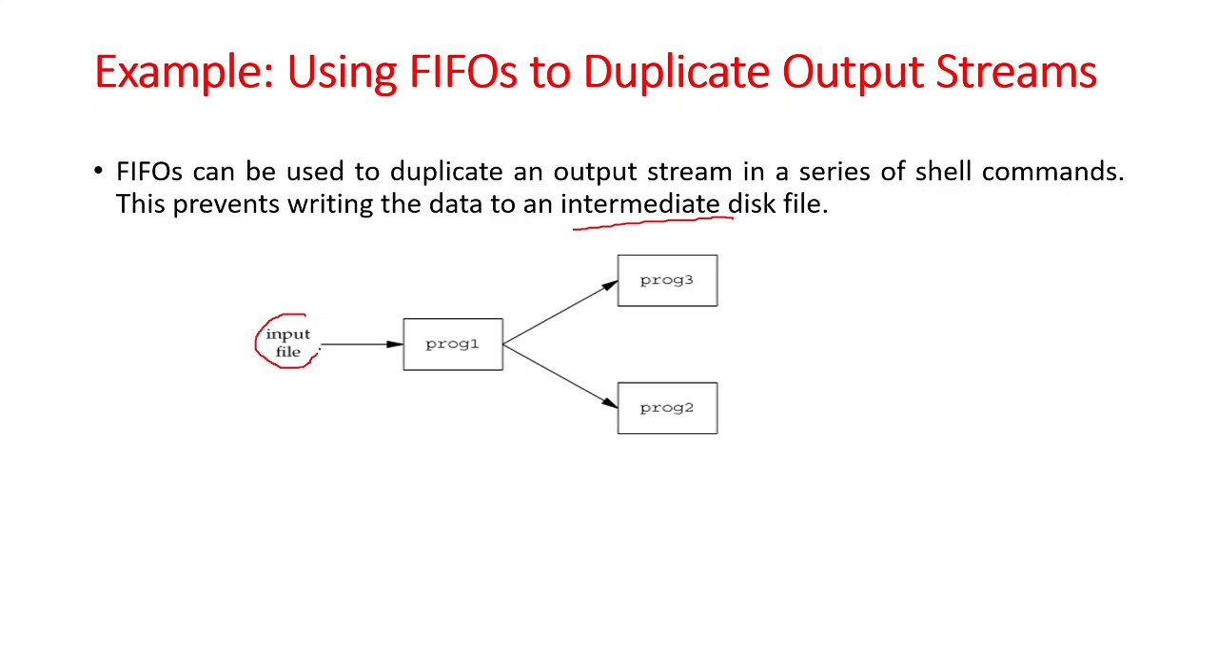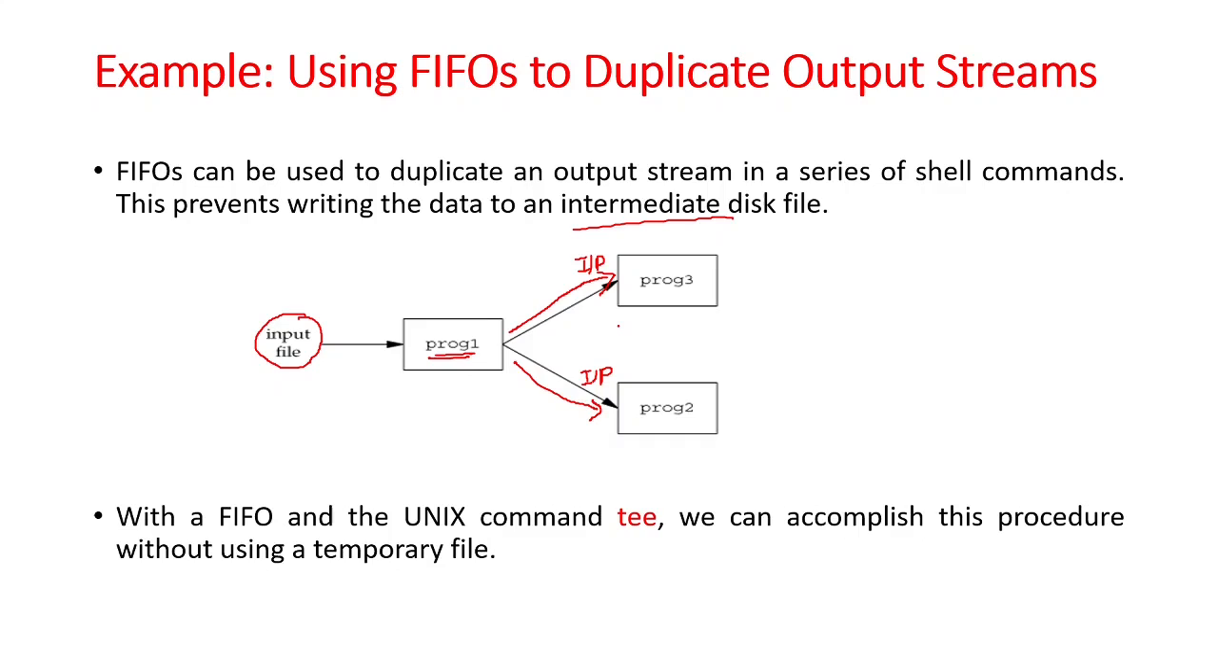The input file is given as an input to program 1, and program 1 does some processing on the input and gives its output as an input to two different programs, program 3 as well as program 2. So program 3 will obtain its input from program 1, and program 2 also accepts its input from program 1. Here we don't make use of any intermediate disk file. This can be accomplished by using a FIFO and another UNIX command called tee.